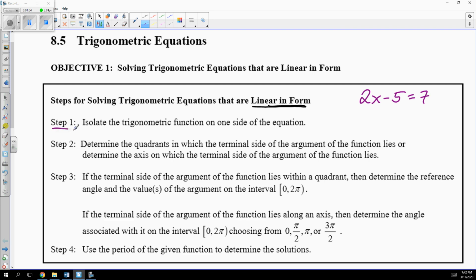So the first step is to isolate the trig function on one side of the equation. Then you're going to determine the quadrants in which the terminal side lies. Think about the unit circle; you may need to take a unit circle out. Then you're going to give two different types of solutions: general solutions, and solutions over the interval 0 to 2 pi. So just be careful about some of these things.